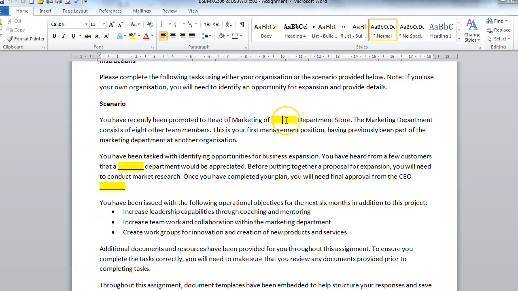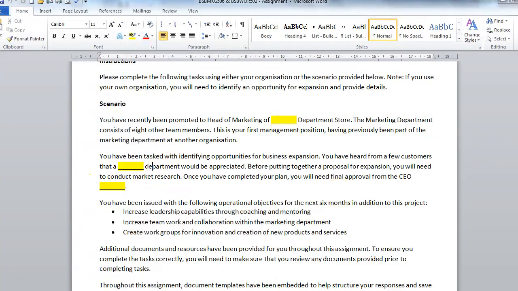So you can name your department store and just make sure you keep it consistent throughout. You have 8 team members that are working for you in the marketing department. And you've been tasked with identifying opportunities for business expansion. And you've heard from a few customers that a something department would be appreciated. So it could be that an online store would be appreciated, that a clothing department, whatever you want. You can basically pull something that you did from the MKG501 assignment and put that there. And then you have to name your CEO as well.